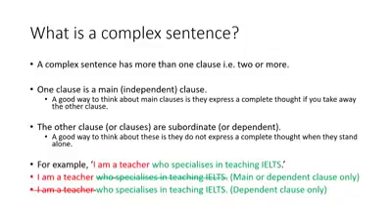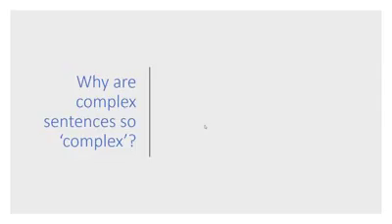So subordinate and dependent mean exactly the same thing. Main and independent mean exactly the same thing. The main clause expresses a whole thought. Other clauses, the subordinate or dependent ones, don't express a whole thought and they depend on the other clause. So hopefully that makes sense to you.